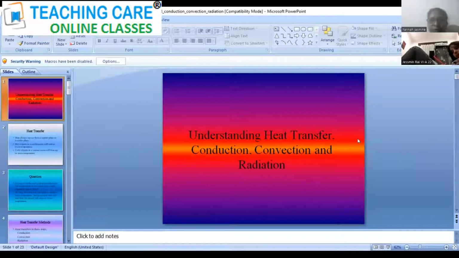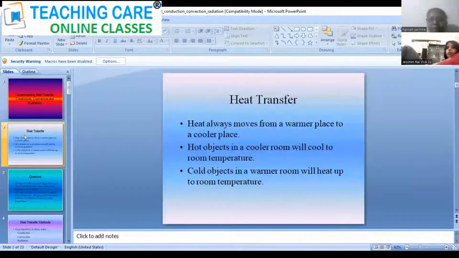Yes, ma'am. Okay. So we'll be learning about heat transfer: conduction, convection, and radiation. As today we were discussing how heat transfers, right? Yes, ma'am. So we'll have a quick recap of that and then we'll move on. Heat always moves from the warmer place to the cooler place. You know it already, right?